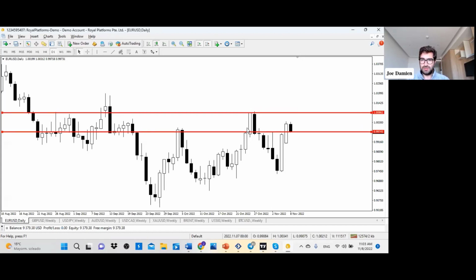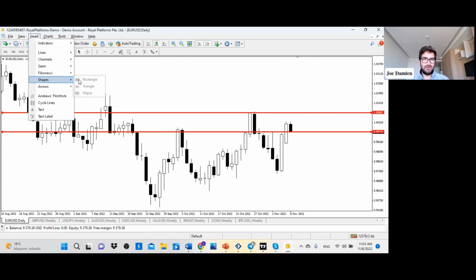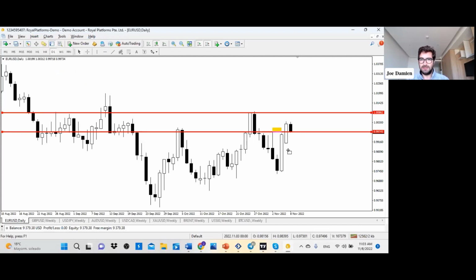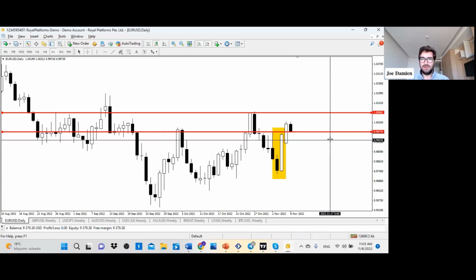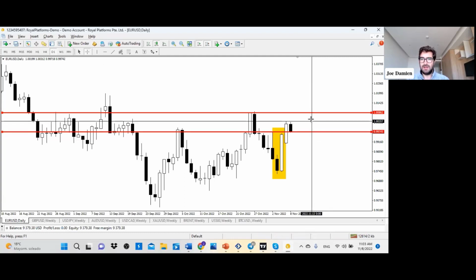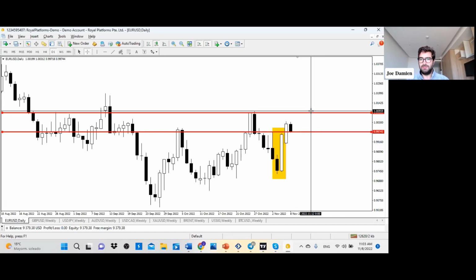So the market posted here a bullish engulfing pattern. You can see this, a bullish engulfing pattern. It closed above the 0.9974, which is this level here, and then it is about to move all the way up until the 1.0090.